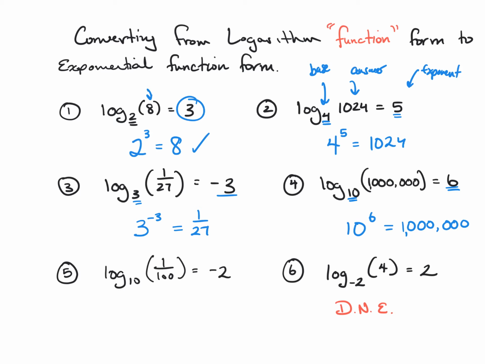So on to number 5. The base is 10. The exponent is -2. What does 10 to the -2 equal? It equals 1 over 100.